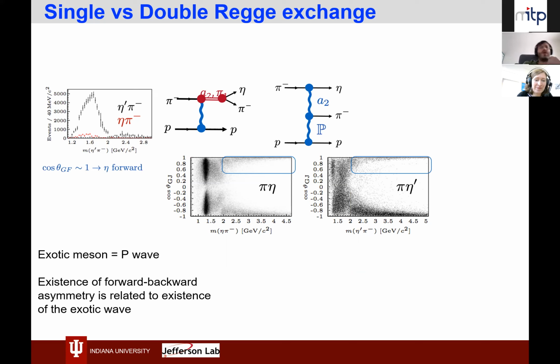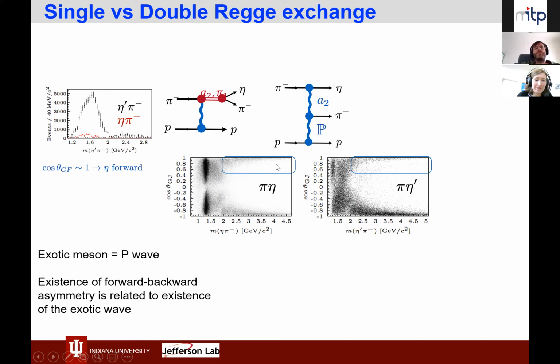But what happens when you go to higher energy? You need to think about this, because that pi1 1600 is the lowest level. It is a candidate for the lowest level hybrid, but you want to find the multiplets. And if you want to find the multiplets, you have to go higher in energy. Then you have to start taking into account this double Regge process that is happening.